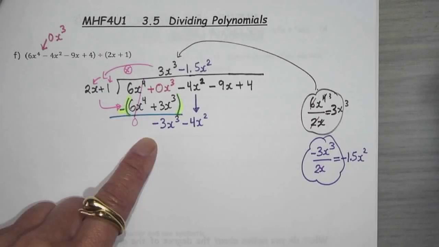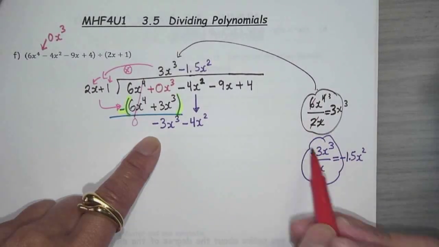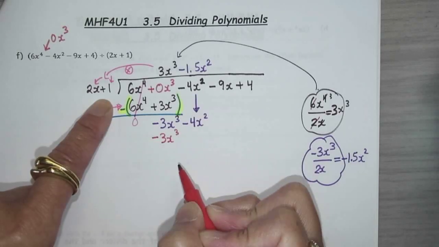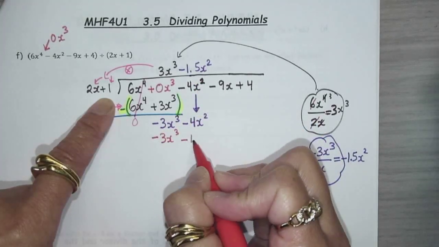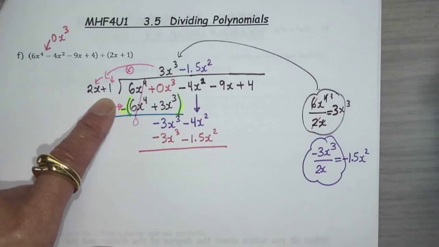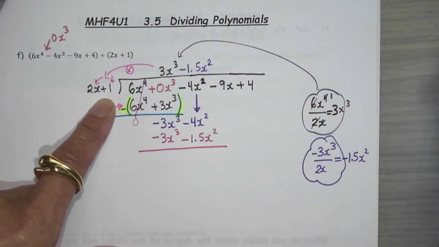And we're going to go like this. I'm going to go red, so it's going to be multiply that times that. So I'm going to get negative 3x cubed. This times this, negative 1.5x squared, like that.